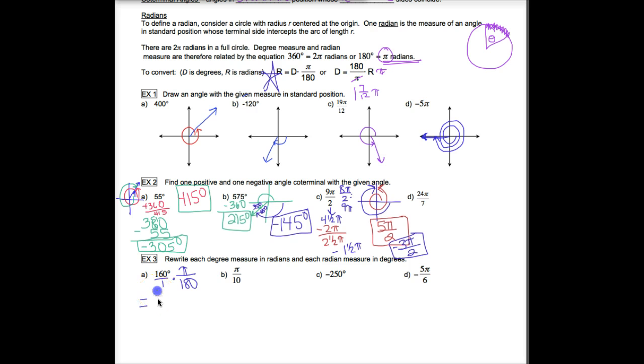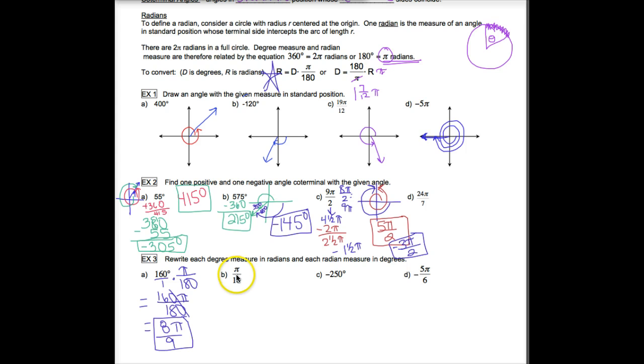So if I multiply straight across, that's 160 pi over 180. We always want it in simplest form. The zeros cancel. And these are both divisible by 2, so 8 pi over 9. And that is my radian equivalent.